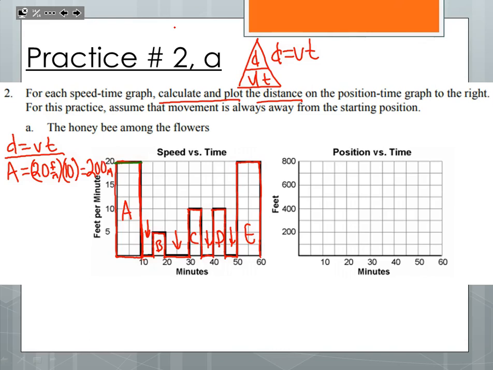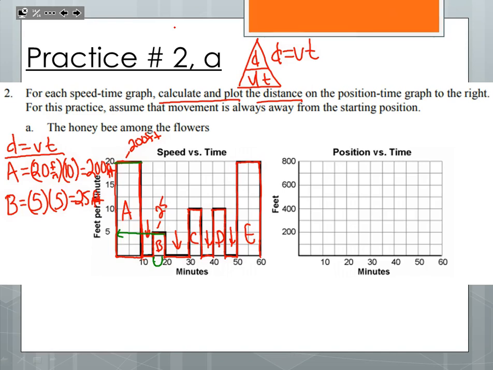So I did a distance, this should be feet, of 200 feet. So this one is 200 feet. And then he came to a rest for 5 minutes. Then B says that at B, he went to 5 feet per minute for 5 minutes. I'm going to say 5 times 5 equals 25 feet. So this is 25 feet that he traveled.